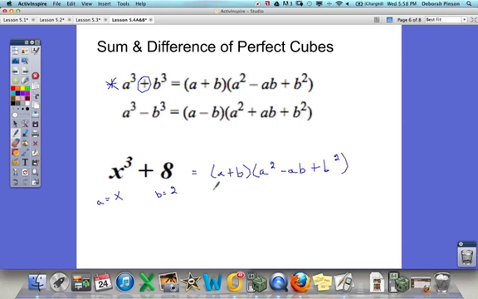And I'm going to go through and plug in all this stuff. So there's my A, here's my B. Here's my A, here's my A, here's my B, here's my B. And then simplify down if you need to. I'm just going to make that look how we normally write it.